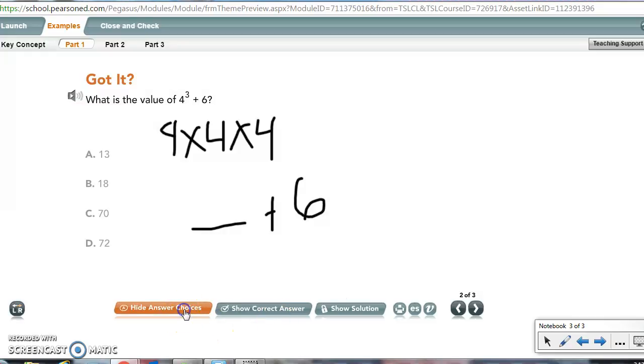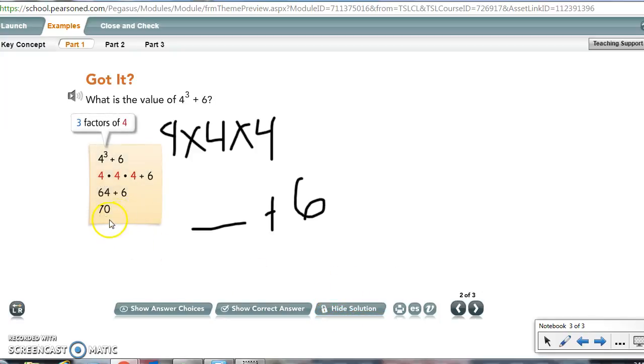Here are some possible answer choices. Go ahead and freeze your screen, fill it out, show your work, and circle your answer. The correct answer should be 70. We know 4 cubed is 64, and 64 plus 6 gave me 70. Copy it down, make sure it's in there.